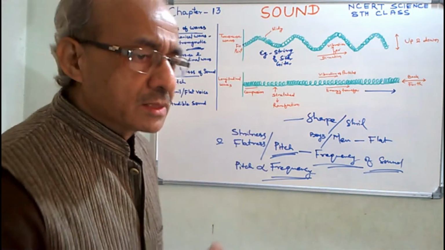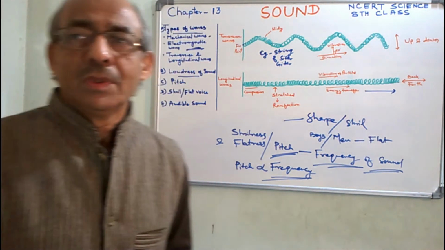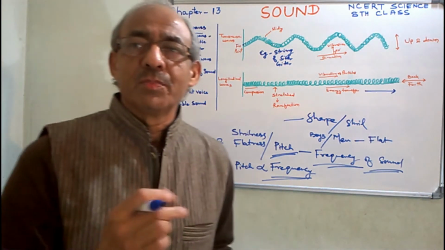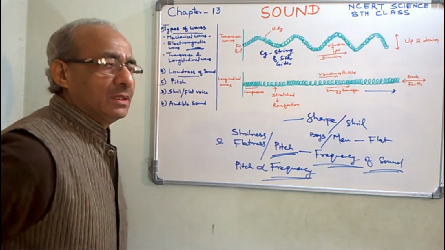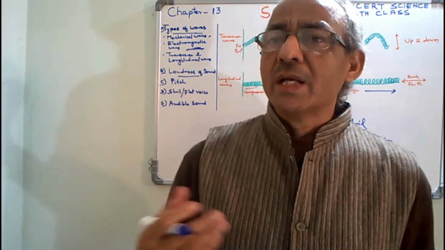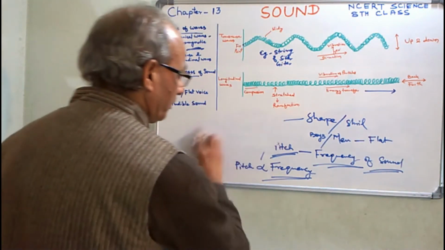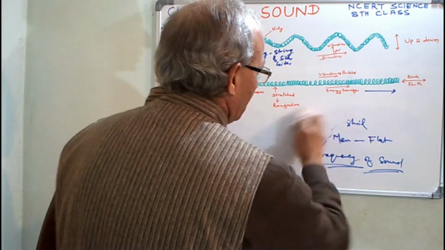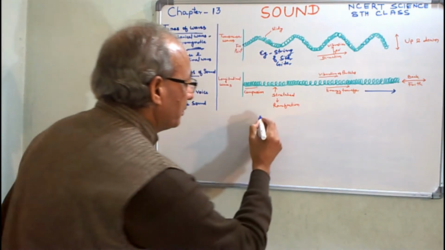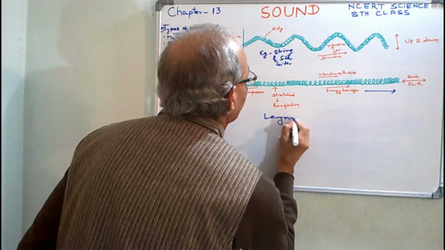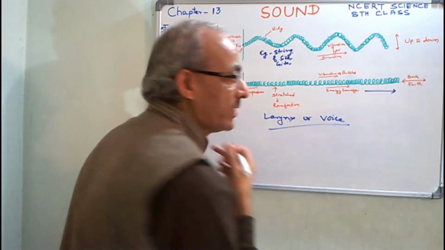The women and girls are having higher or greater pitch. They have the ability to produce sound or voice of higher pitch. What is the reason? Just here we will understand. We know that we are having larynx or voice box in our throat, in pharynx particularly.